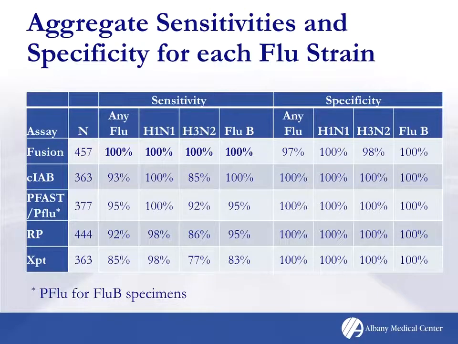Looking at all the other viruses in an aggregate of the sensitivities of all the different flu strains, we could see that fusion sensitivity was 100% for the H1N1s, the H3N2s, and flu Bs, where that was not necessarily true with all the other assays.